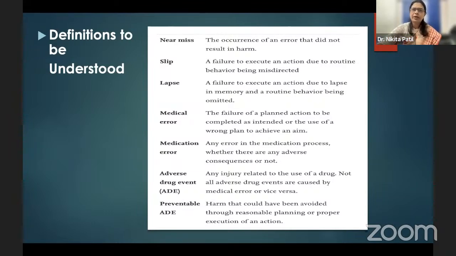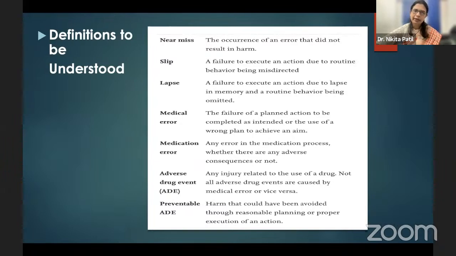Slip: a failure to execute an action due to routine behavior. That is, I wanted to shut off nitrous oxide, but I shut off the oxygen. So that is a slip. Lapse: a failure to execute an action due to a lapse in memory. Antibiotic prophylaxis, I forgot to give.